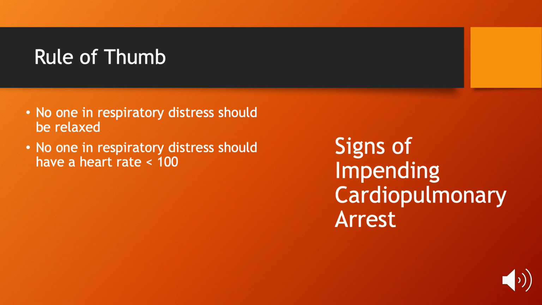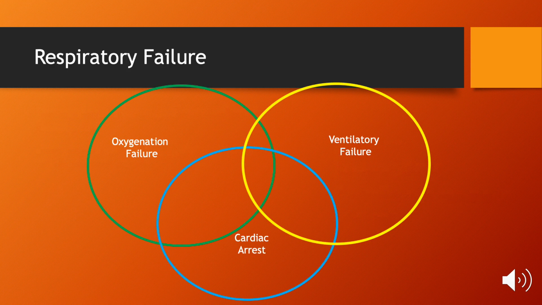Rule of thumb: no one in respiratory distress should be relaxed, and no one in respiratory distress should have a heart rate less than 100. These are signs of impending cardiopulmonary arrest. Respiratory failure is a Venn diagram of oxygenation failure, ventilatory failure, and cardiac arrest.